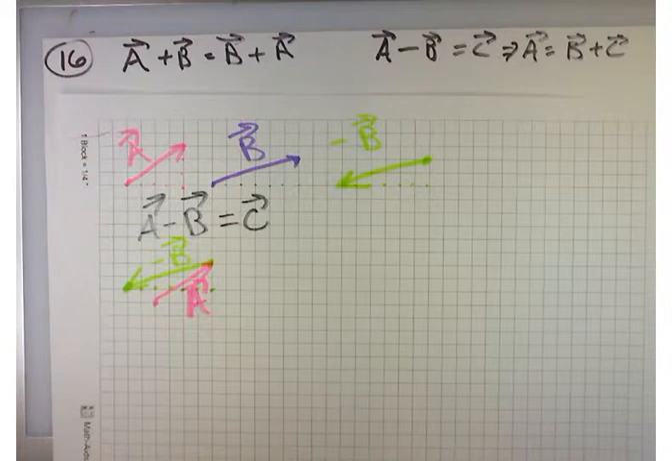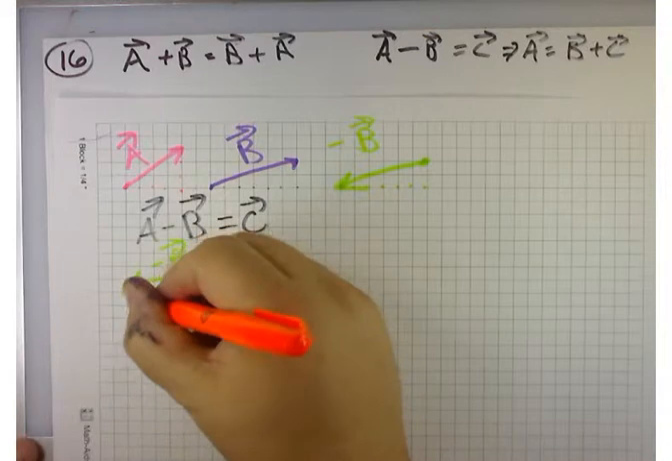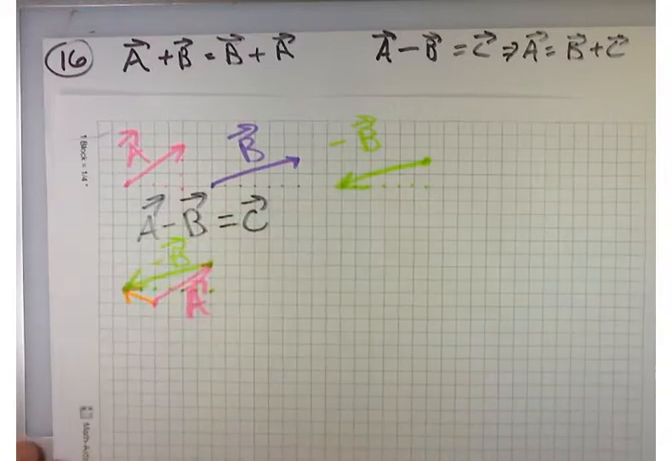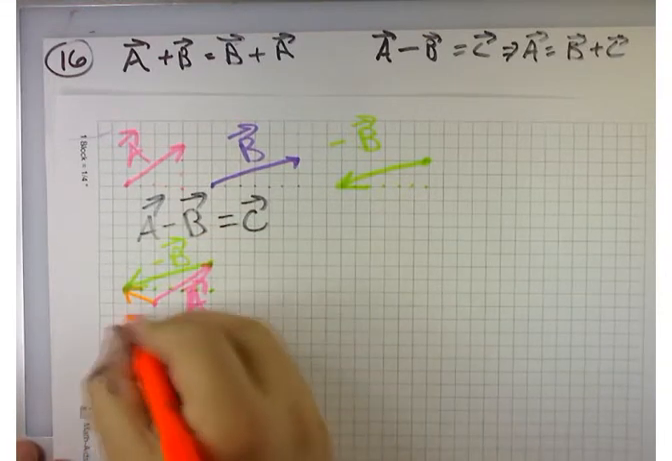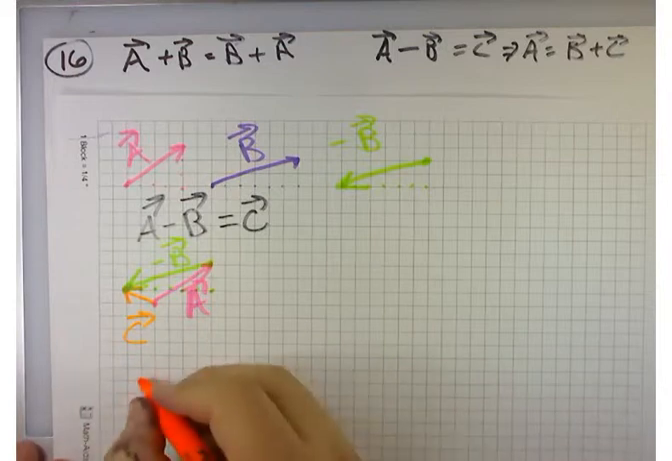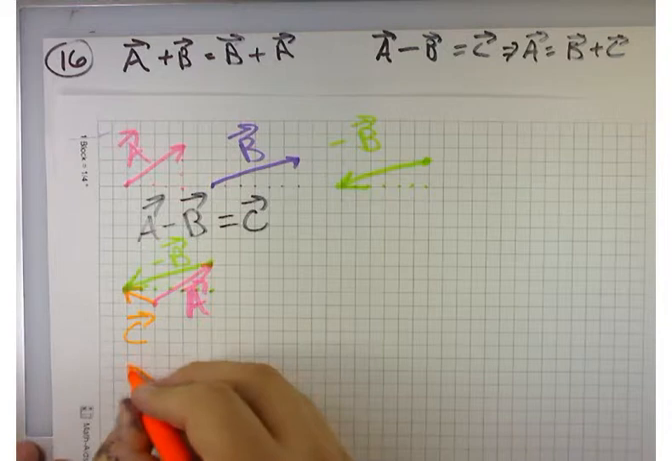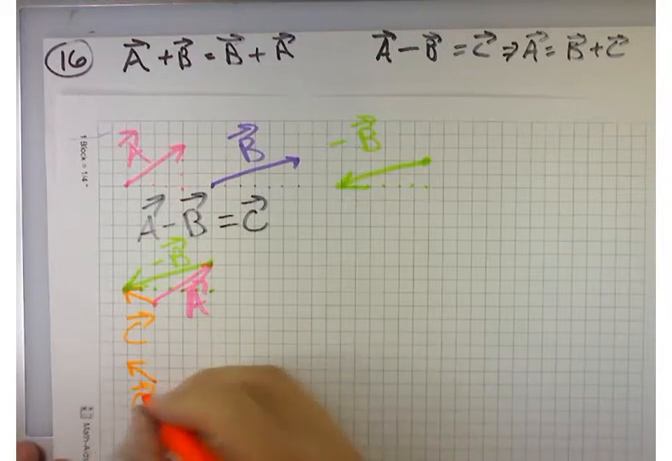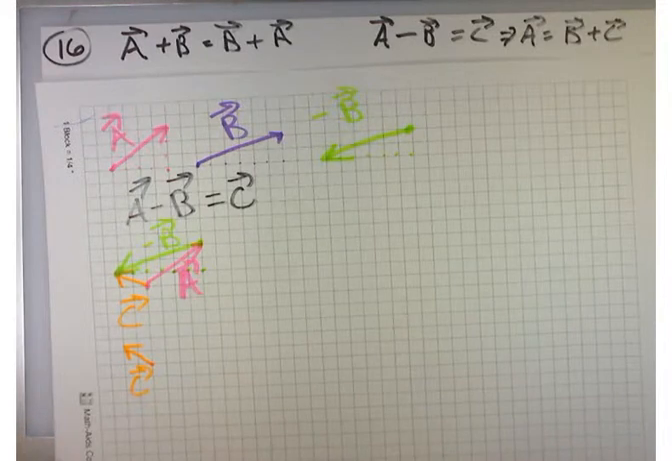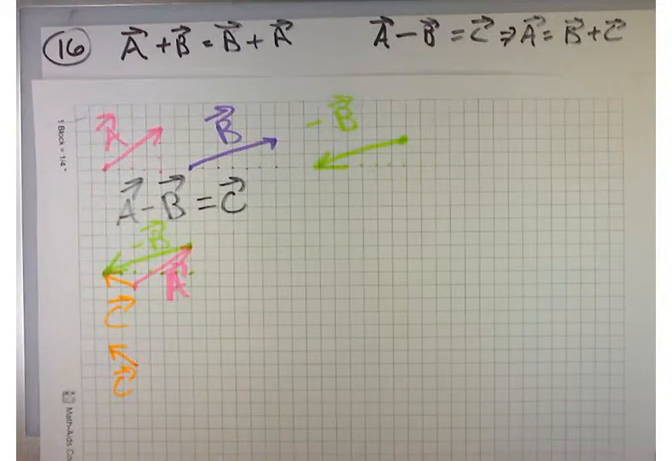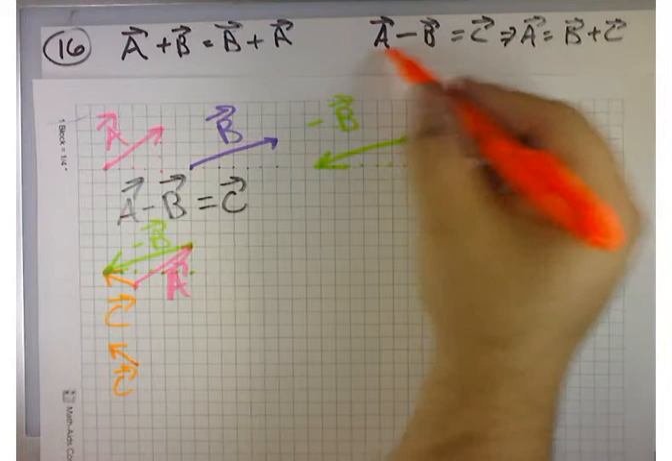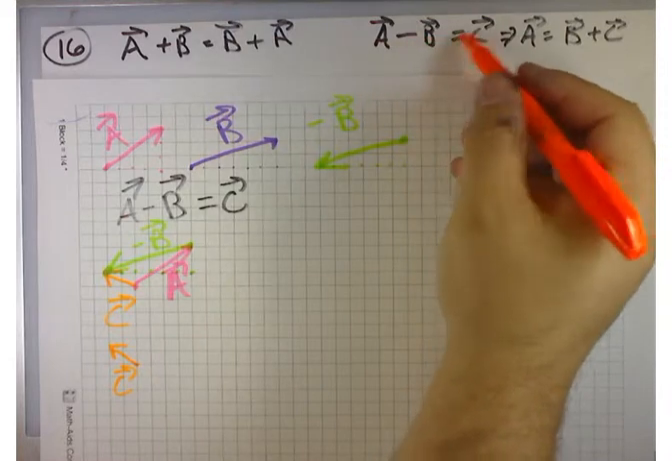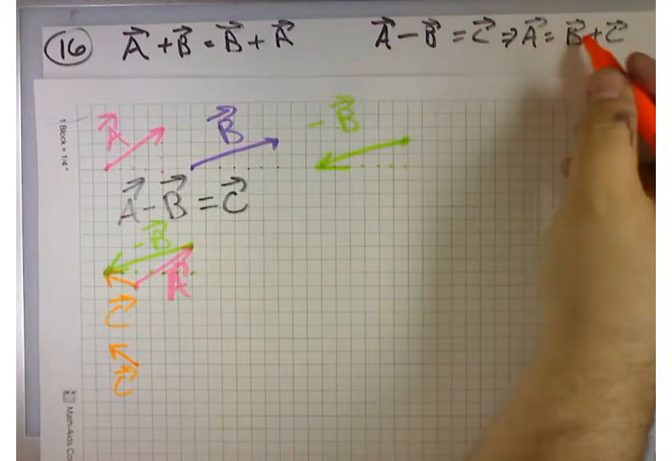So now what is C? C is tip to tail. C is from here to here. So what C is, it looks like I'm just going to go 2 units to the left and 1 unit up. That's my vector C, that little orange line. So what did I say? I said that if A minus B equals C, then A is equal to B plus C.